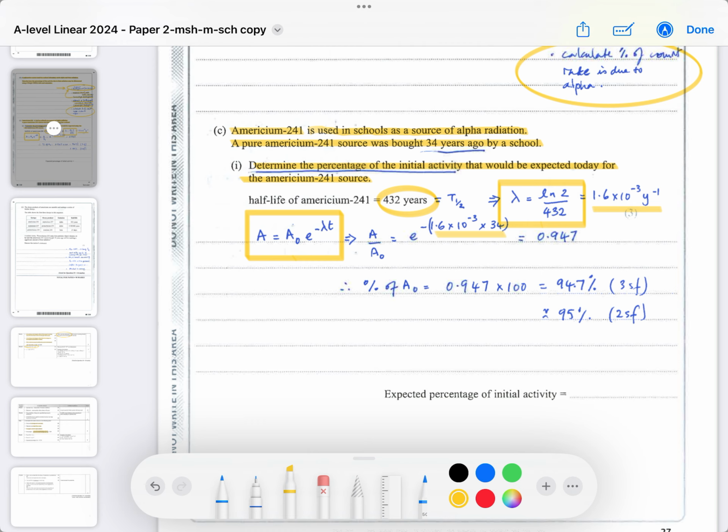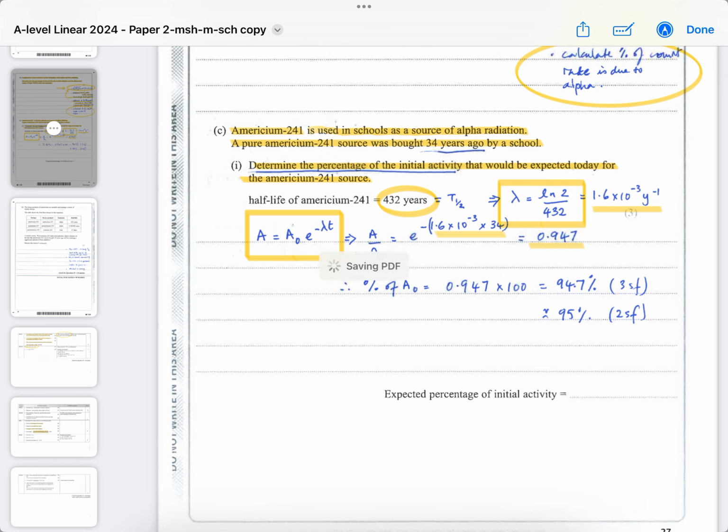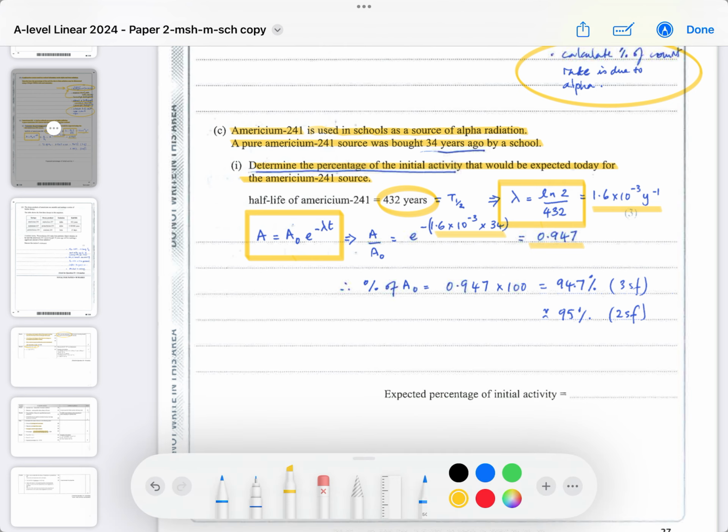I've just changed the equation to put the fraction A over A naught on the left. It'll just make it easier. And if you put the number in, you'll see that it'll be 95%. Yeah, 0.947. Okay, so the percentage of the original activity will be about 95% still remaining, as I told you.